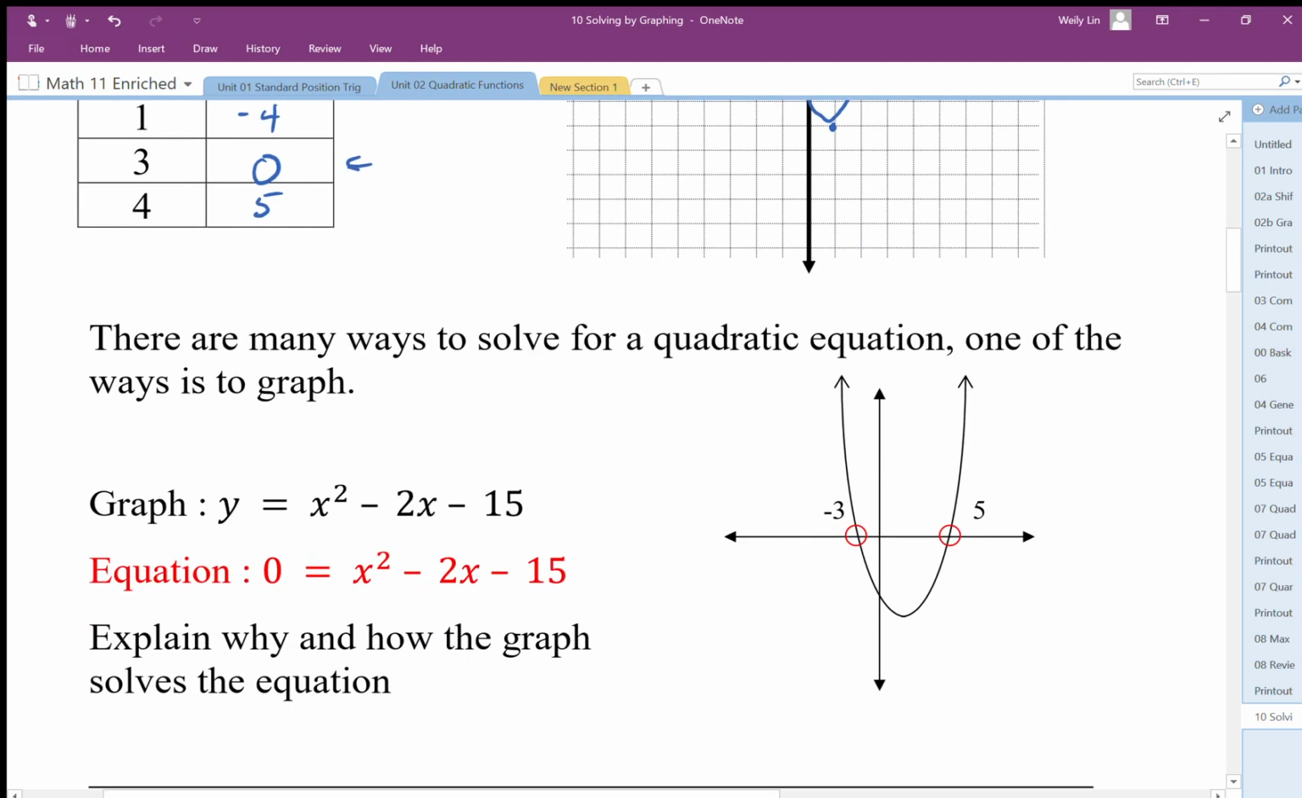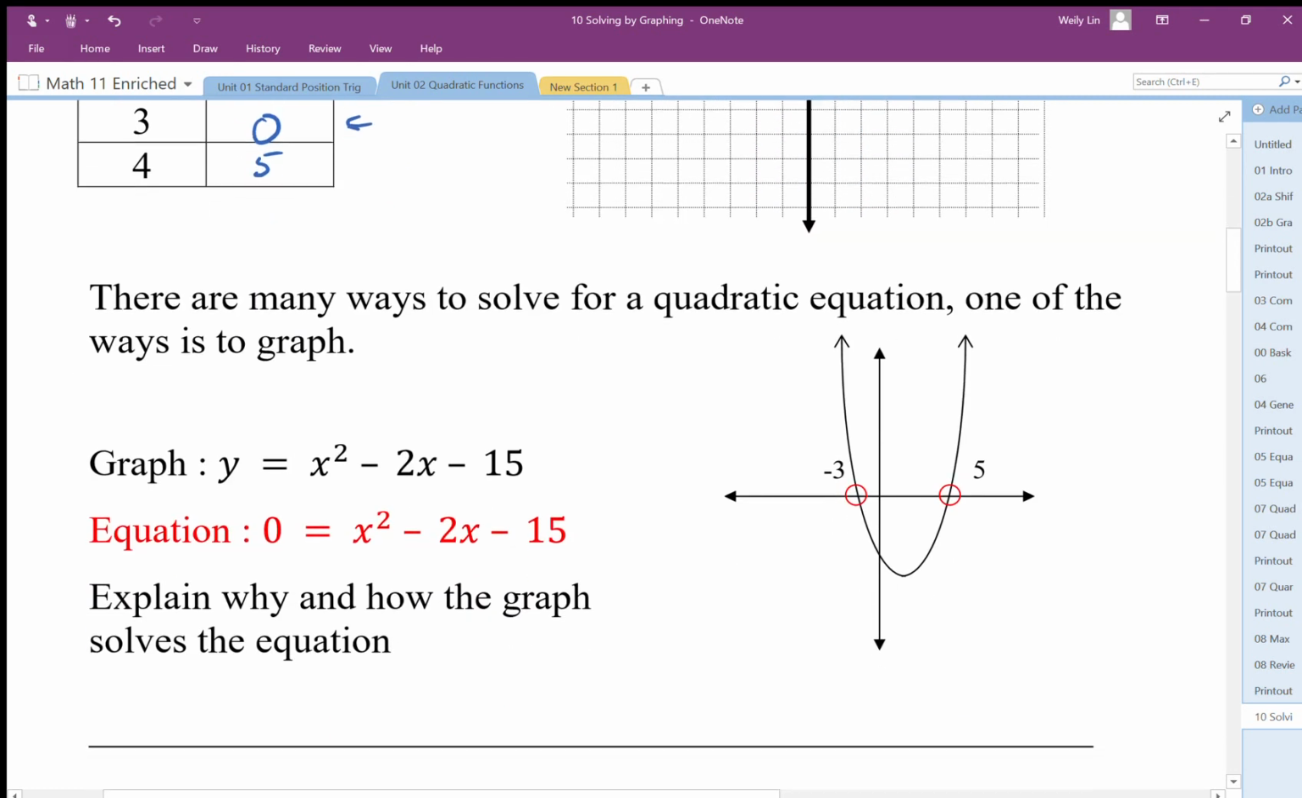So there's many ways to solve quadratic equations, but one of the ways is to graph, and that's the strategy we're going to look at today. So if I take a look at this graph of this quadratic, x squared minus 2x minus 15, I can see that there are two solutions here at -3 and 5. That means then that the solution to this equation must lie along the x-axis, which is along this line right here.